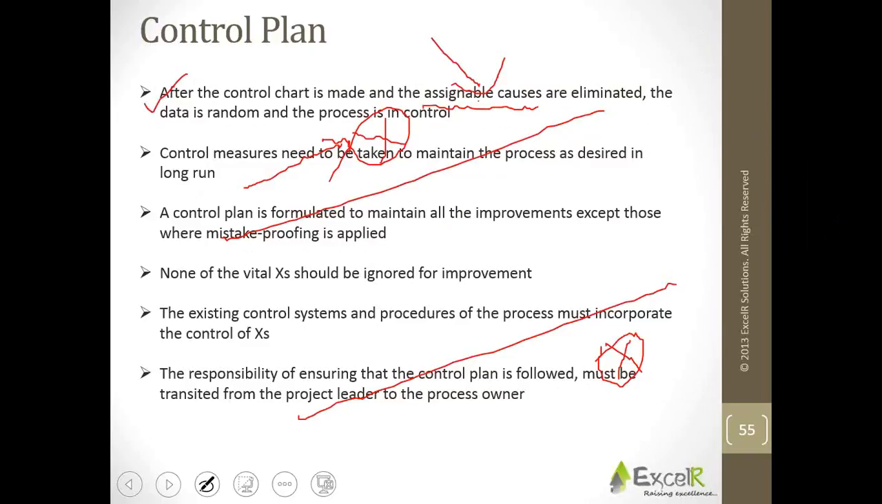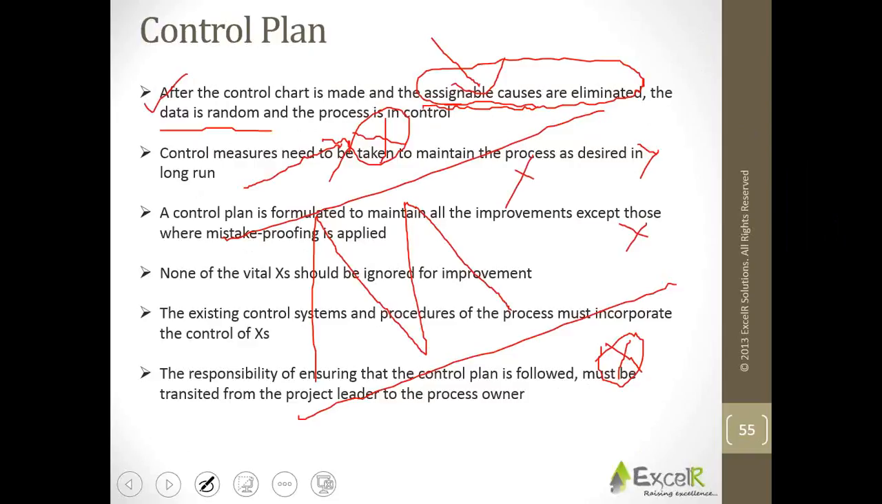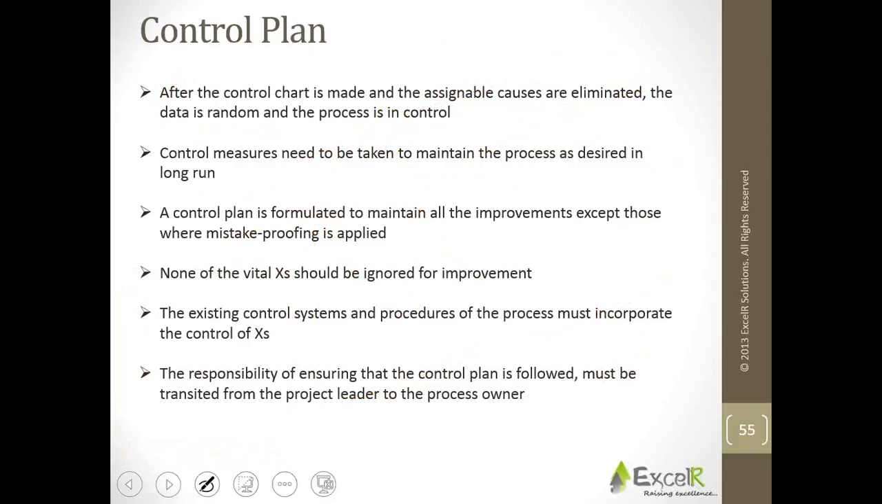And we also ensure that data is random and the process is in control. Only if there are no assignable causes, if all are eliminated, and if you see that there is no particular pattern, 1 point up, 1 point down, 1 point up, 1 point down, this is called data following some trend, some format. It should not be like this. Data should be random. And if all the data points are falling within the control limits, then we go ahead with the control plan.